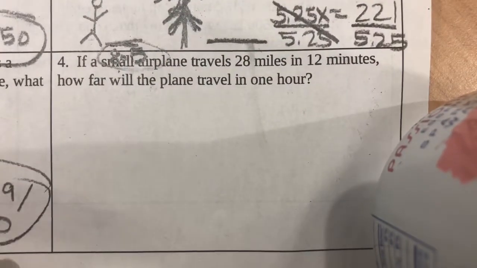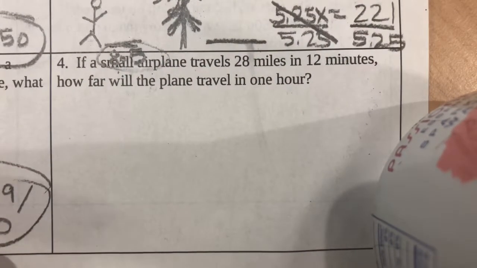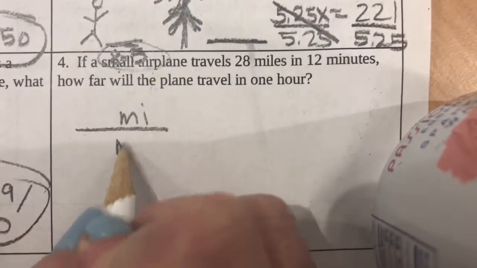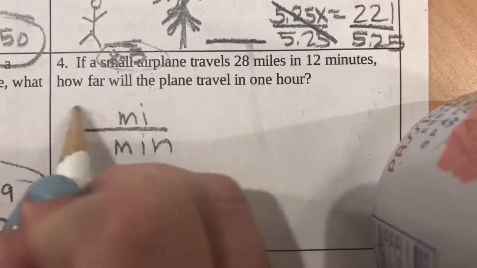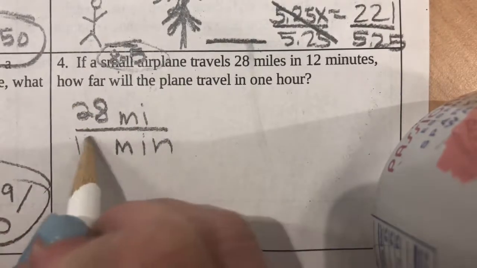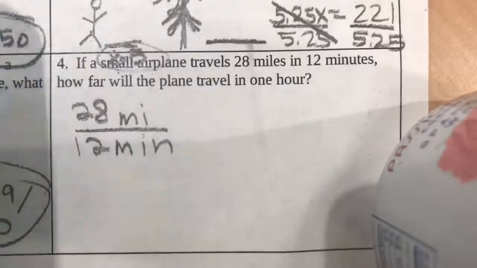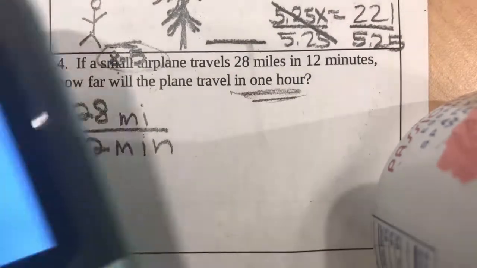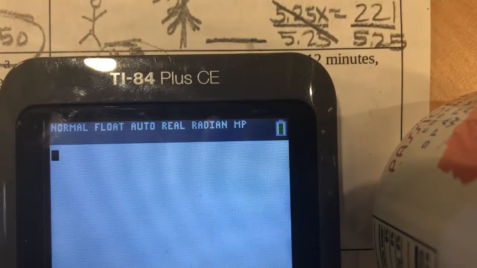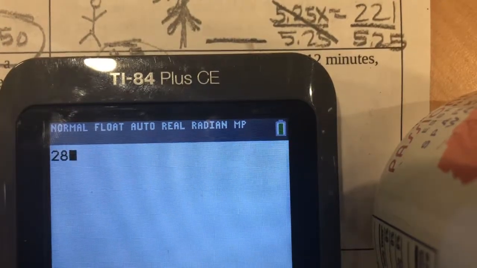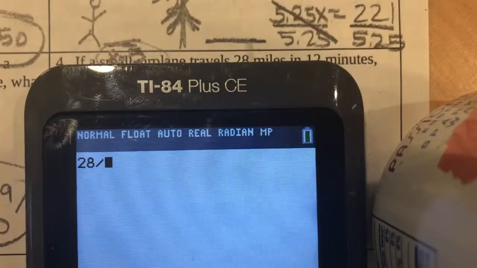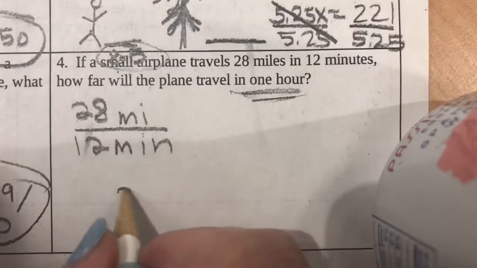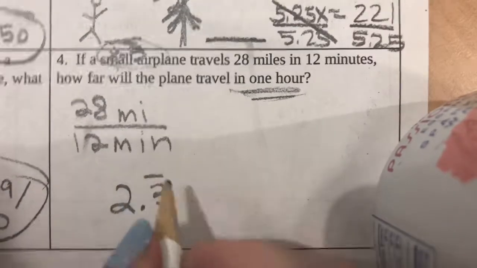Okay, a small airplane travels 28 miles in 12 minutes. How far would the plane travel in 1 hour? I'm comparing miles to minutes. That's 28 miles in 12 minutes. The other thing I have to remember is it's asking me for 1 hour. So I'm going to have to take my answer, my unit rate, and multiply that out. So I'm going to take 28 and divide that by 12. And that gives me a value of 2 1/3, or 2.3 repeating, miles per minute.